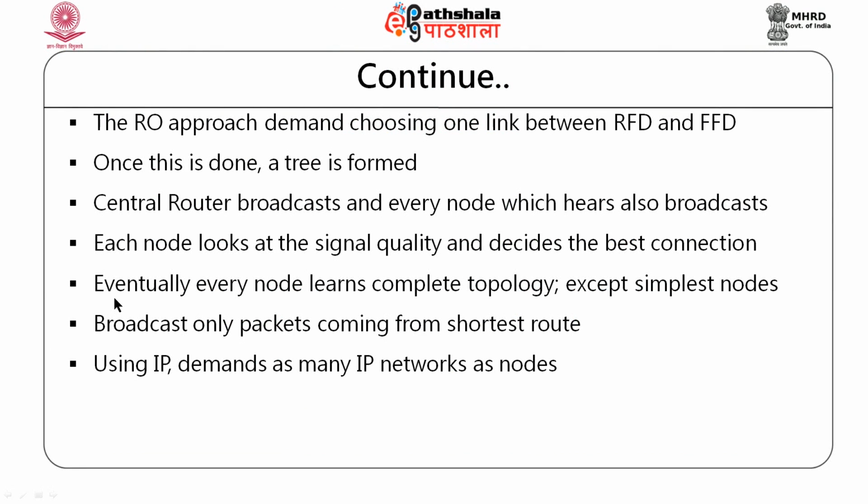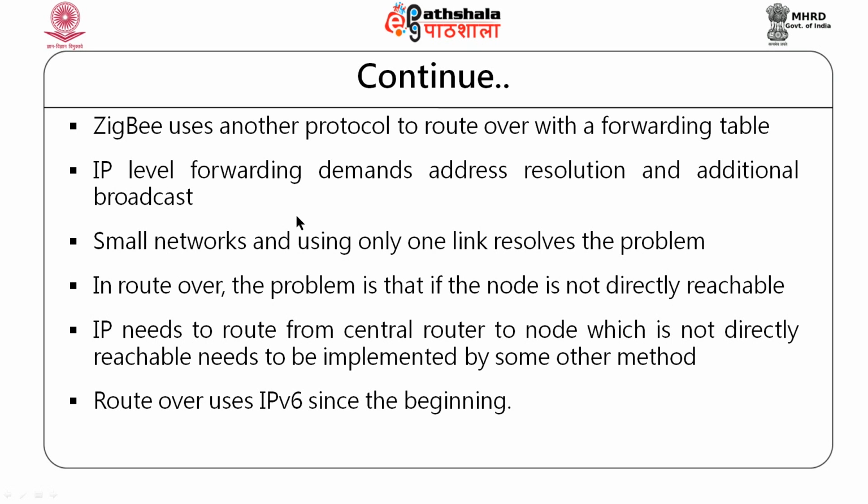So, now eventually every node learns about the complete topology, and one thing they always follow is to broadcast only packets coming from the shortest route and no other route. Okay. So, they are using IP. This broadcasting is done using IP, which demands as many IP networks as nodes, and we know that actually. Okay.